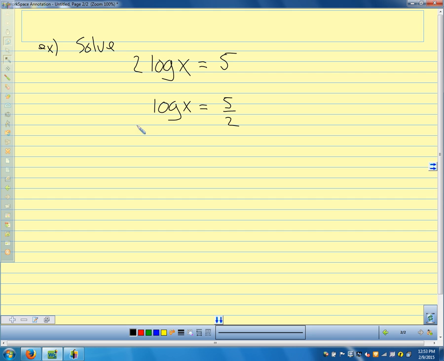So if we write this in exponential form, what's our base? 10. So 10 to the, rewriting in exponential form, 5 halves equals x. There's our answer. And if we plug this into our calculator, this is approximately 316.228.